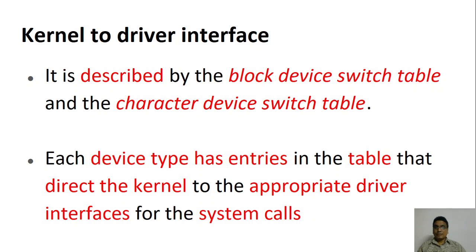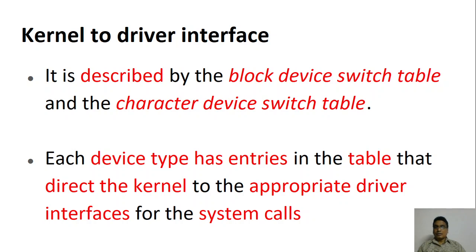For block devices or character devices, there is a special type of table called the block device switch table and the character device switch table. These help the kernel to interact with them. Whenever the kernel wants to read or write or do anything with the devices, it checks for the device in the two tables. If it's a block device, it searches in the block device switch table. If it's a character device, it searches in the character device switch table.